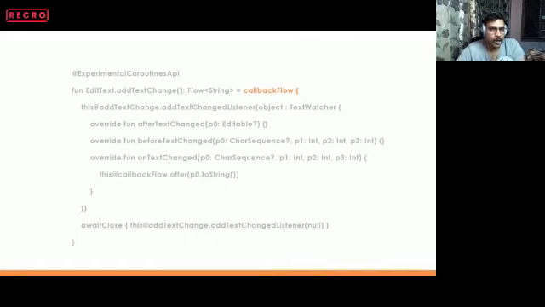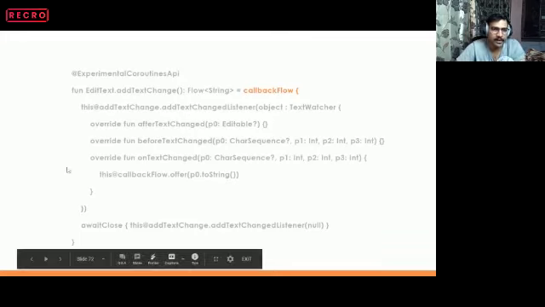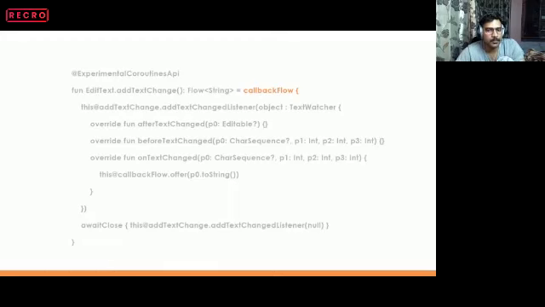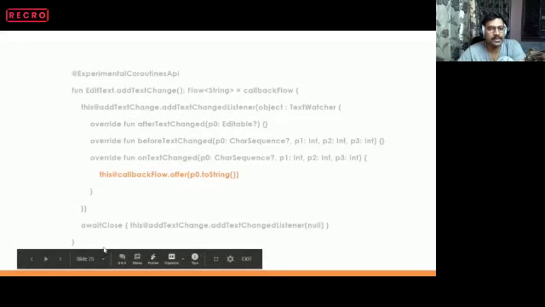Inside that callback flow, we pass the add text change listener, this whole part. Then we implemented its three functions: after text change, before text change, and on text change. We do all the operations in after text change. Inside the callback flow, if we want to get that string, we use this offer. Here you see @callbackFlow.offer, and we are returning the strings which we are typing on that specific edit text. And when this whole operation is done, we close this listener.